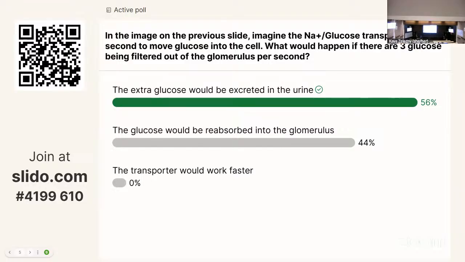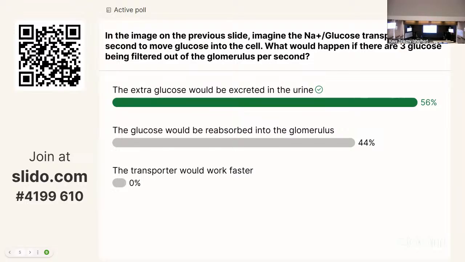It just keeps zooming on by, passes the proximal tubule, ends up in our next part of the nephron, the loop of Henle. Okay. So ultimately, as it continues down the nephron, it's supposed to get absorbed in the proximal tubule. If it doesn't, it's going to go to your bladder and end up in urine.